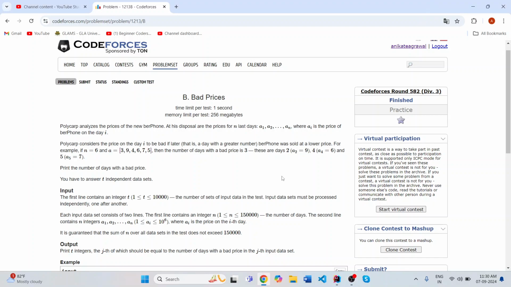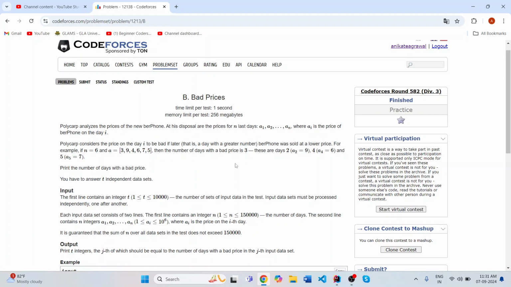Hi everyone, Codeforces question for today is Bad Prices. So the question is: Polycarp analyzes the prices of a new phone. At his disposal are the prices for the n last days, where a_i is the price of the phone on day i. Polycarp considers the price on day i to be bad if later the phone was sold at a lower price.